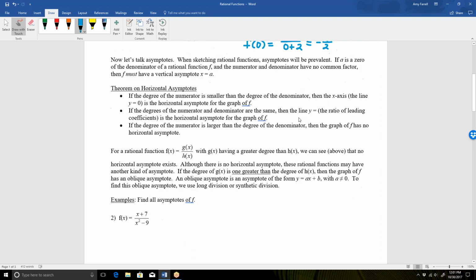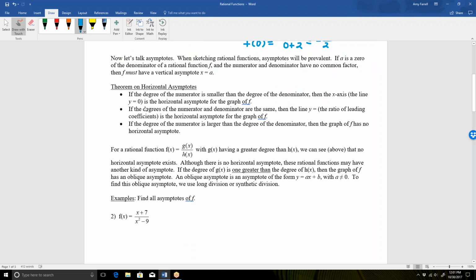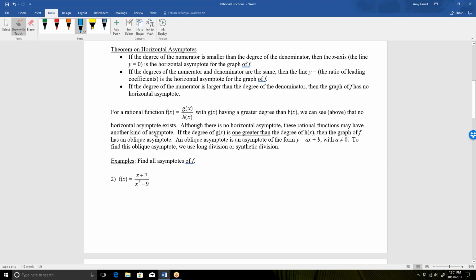Once again, we've got a theorem on horizontal asymptotes. We have to look at the degree of the numerator and denominator in order to determine which of these three cases it's going to be. And then if we do not have a horizontal asymptote, there is the potential of an oblique asymptote. This is when the degree of the numerator is 1 bigger than the denominator. And we can use long division or synthetic division to determine the oblique asymptote. Synthetic division is probably the preferred way as long as our denominator is in the form x minus c.